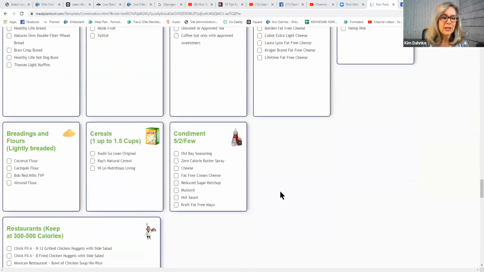All right, so let's scroll down a little bit more. If you like to bread your food, maybe you like breaded chicken and different things like that, then we've got some answers for you right here. Coconut flour, Carb Quick flour, Bob's TVP. TVP stands for textured vegetable protein, and almond flour. So all of those things can be used.